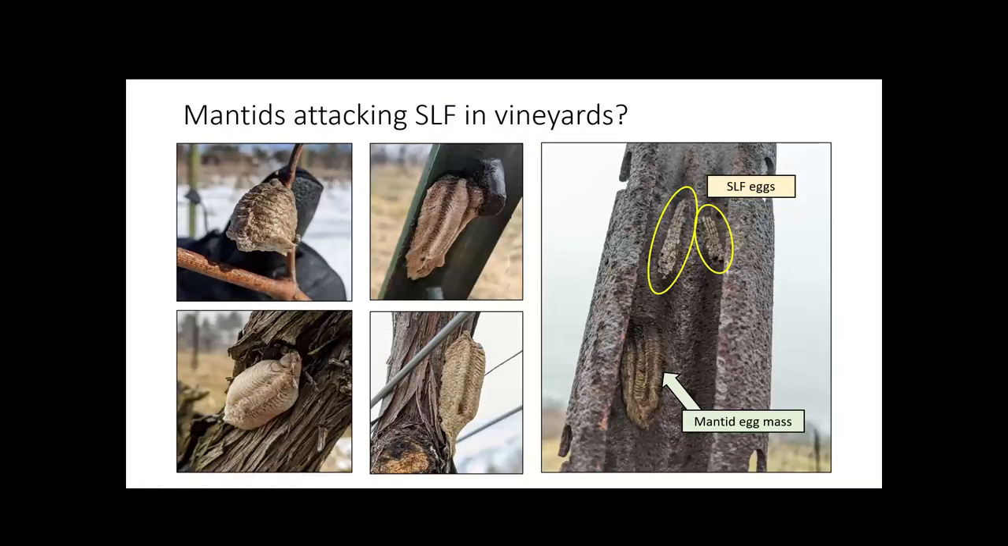All right, and the last thing I want to share, there was a question about similar looking egg masses. Praying mantids. When I was looking for these egg masses in the vineyards, I saw lots of these praying mantid egg cases. They're called oothecae. So that's the fun word. Oothecae, or egg masses.